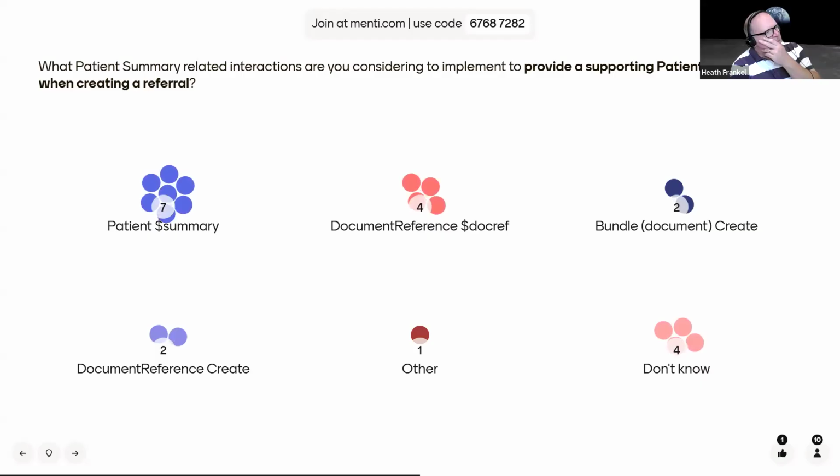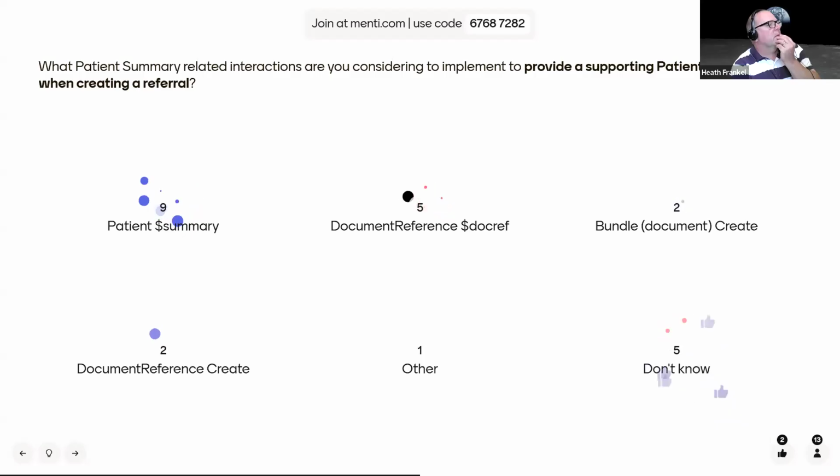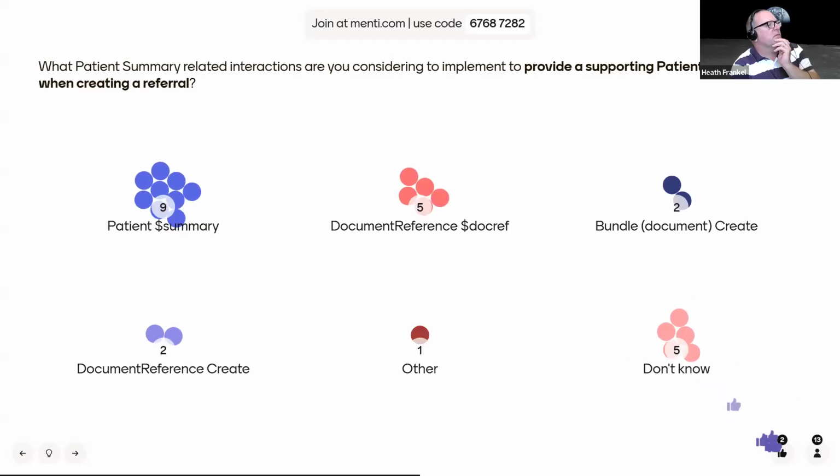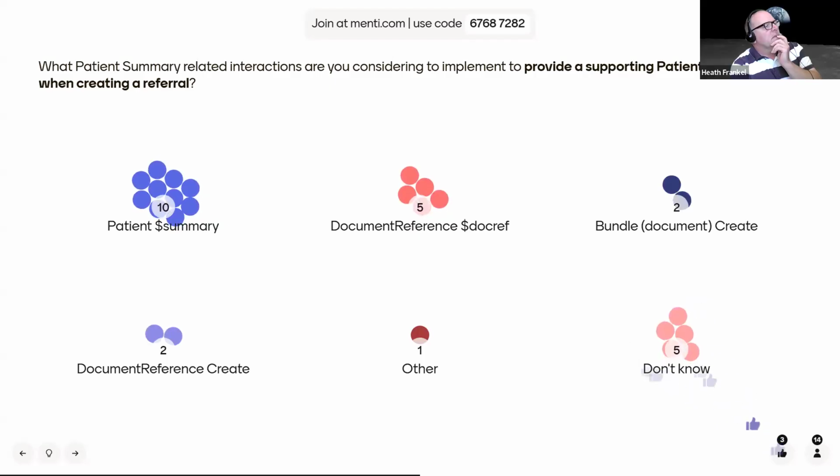So it's slowed down, Shelley. I think so. One more. Last couple. So $summary is getting a pretty high score. A few on docref. I reckon next time we might also do an I'm not doing referrals option. Just very quickly, if the person that said other, do they want to suggest what that other might be?